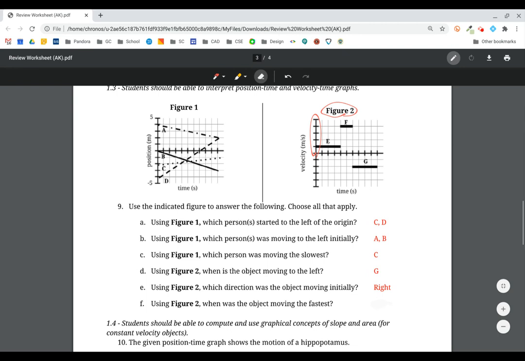And then part F says, using figure 2, when was the object moving the fastest? And fast in a velocity time graph is how far away from the time axis you are. So anything up here is moving to the right. Anything moving down here is to the left. But if we're talking about speed, then really the slowest speed that someone could go is moving 0 meters per second right in the middle. And then up here would be fast, and down here would be fast. They would just be in different directions. And so we're looking for which segment is farthest away from the time axis. And the one that's farthest away is segment F, which is the answer to part F.